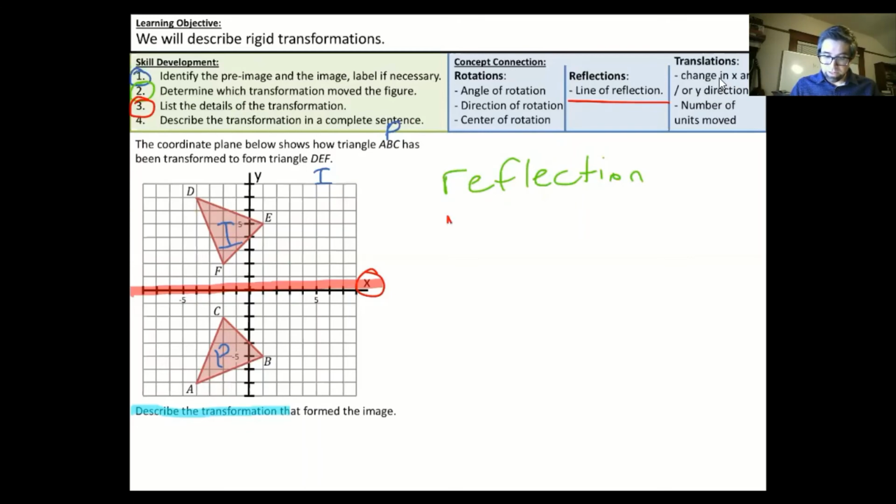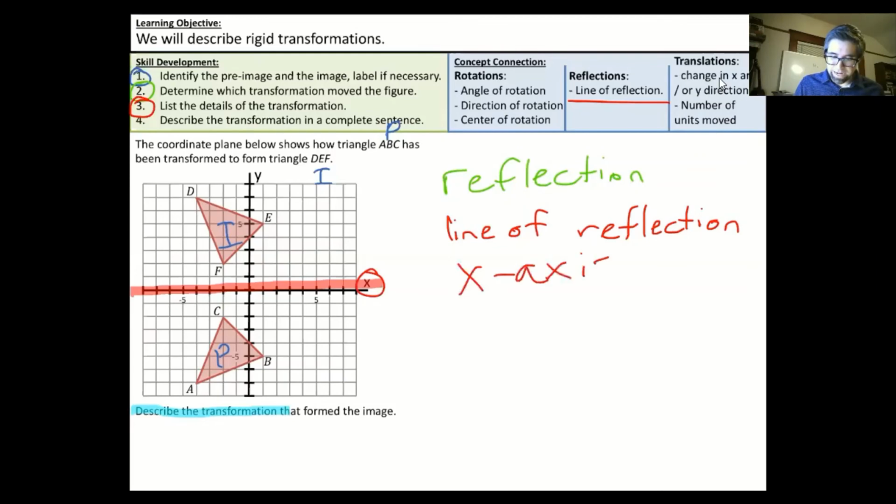So the line of reflection. I can spell, I promise. Line of reflection. Now, can I write neatly? Not so much. The line of reflection is the x-axis. Okay, if we wanted to write an equation for it, we would say it was y equals 0, but x-axis is perfect. Okay, so that's it. That's the details I need to describe a reflection. What was the line of reflection? In this case, it was the x-axis.